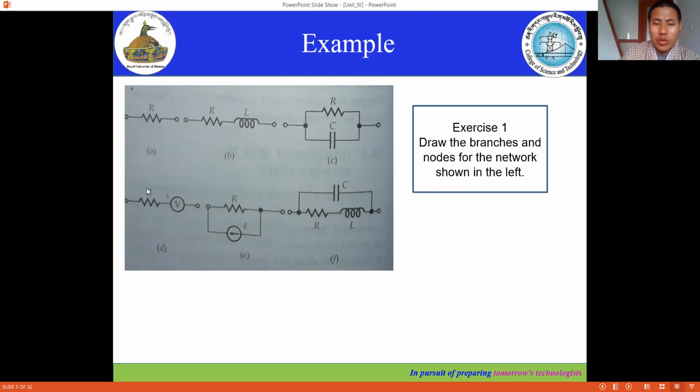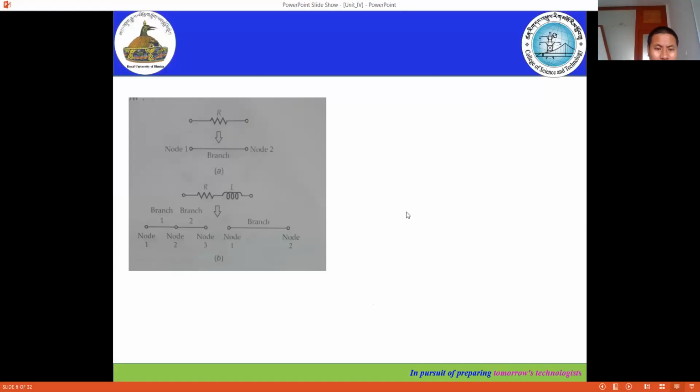Now if we do the source transformation, you will have the current source connected in parallel with the resistor, and then again we have the current source connected in series with the resistor, and then again we have RL connected in series, which is again, if you combine these two, the R connected in series with the inductor, and then both are connected in parallel with the C. Now we have to draw the graph for those. Now we are going to solve for this one.